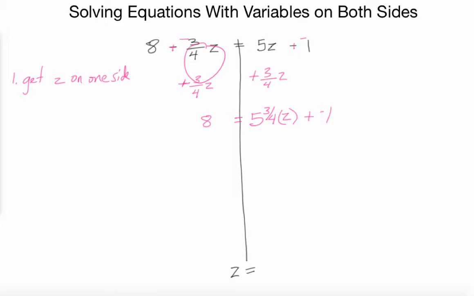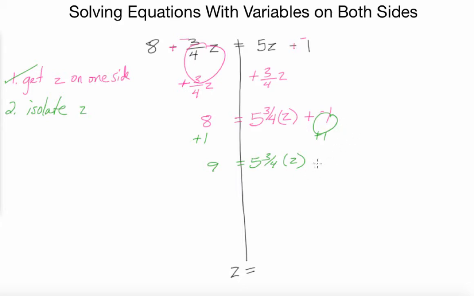Okay, let's keep moving along here. I want to get z by itself. I've got 1z on one side. I'm liking that. So now I've got to isolate the variable. Let's get z by itself. So I'm going to add 1 to both sides to counteract the negative 1. That goes to 0. Add 1 over there. So we got 9 equals 5 3/4 times z.